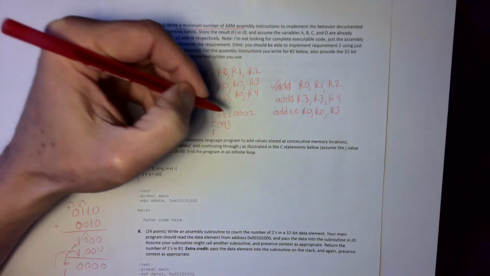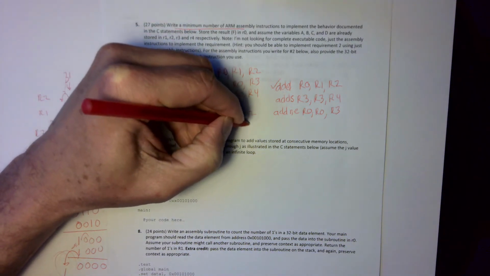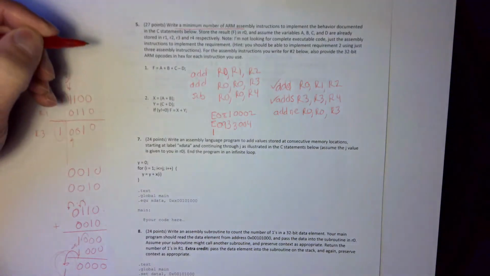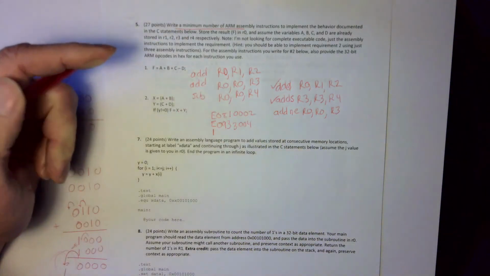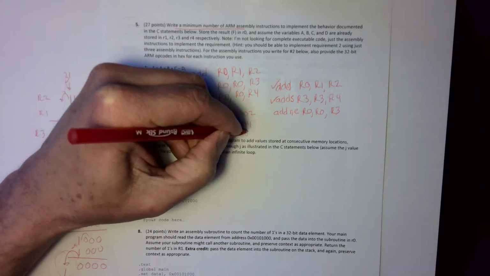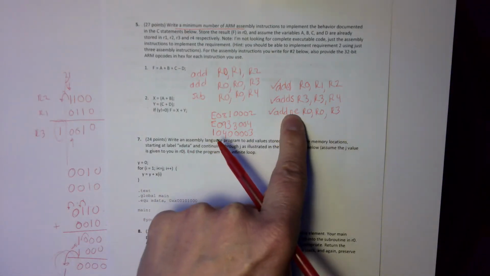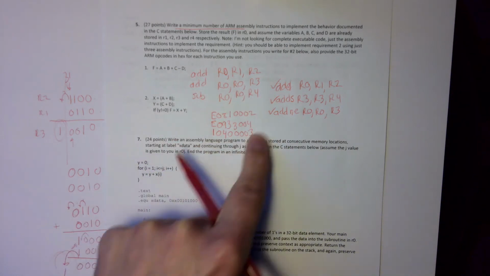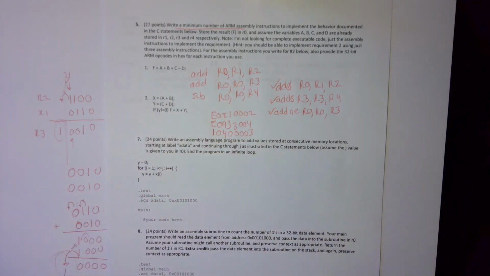E093 3004 was the opcode for the next instruction. And then for the add not equal, that opcode was 1040 0003. Admittedly, I didn't trust myself, so I just typed those into Vitis, looked at the disassembled version, and pulled those opcodes directly from Vitis. That would be a good way to make sure you didn't make any mistakes.